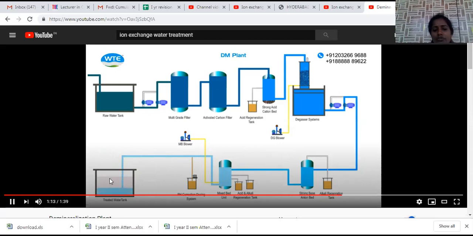So this is used for further applications. Wherever water is required, in that case we can apply this water. Okay, so this is about the schematic representation of the ion exchange process. First, water is filtered to remove all the solid impurities present in it.